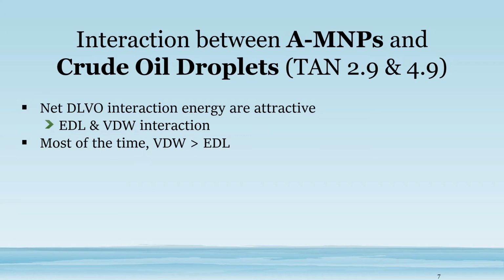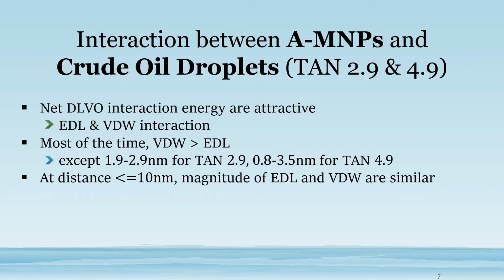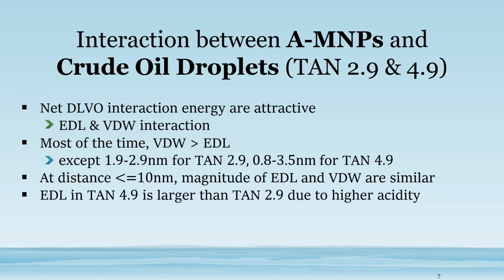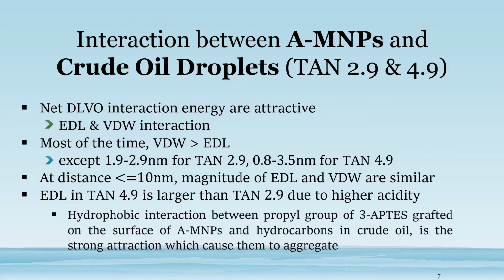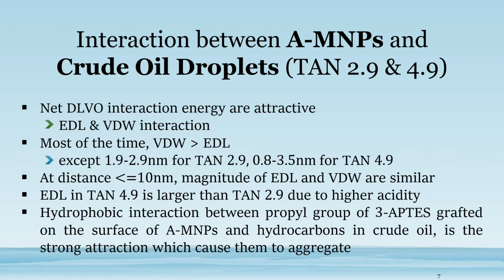Most of the time, the van der Waals interaction is greater than the electrostatic double layer interaction, except for certain ranges of separation distances: 1.9 to 2.9 nanometers for TAN 2.9 and 0.8 to 3.5 nanometers for TAN 4.9 oil. Besides that, TAN 4.9 crude oil is more acidic and has more carboxylic acid groups than TAN 2.9, thus resulting in a more negative surface potential and a greater electrostatic double layer interaction with ANNPs.